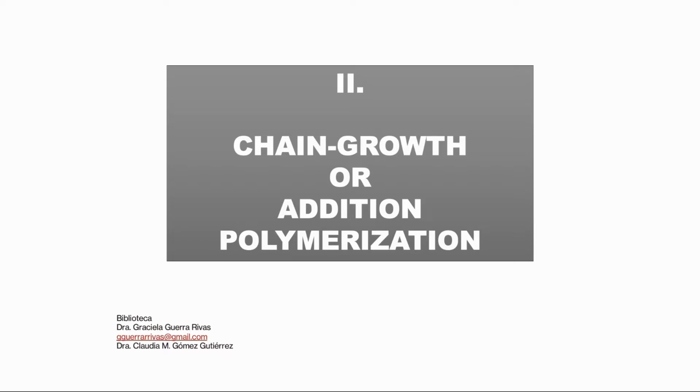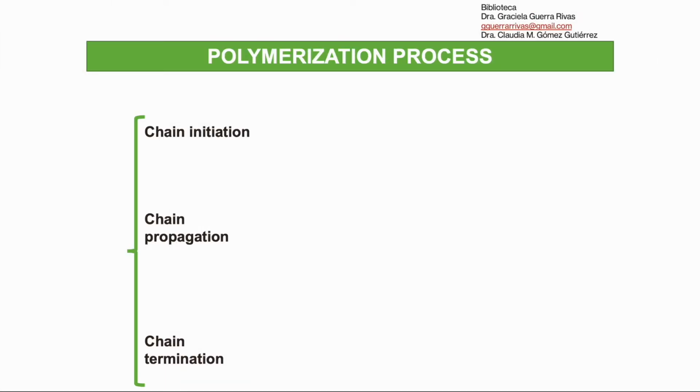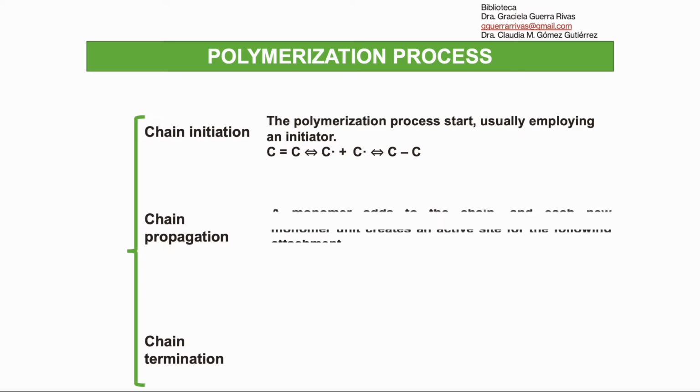In addition, polymerization, sometimes called chain growth polymerization, a chain reaction, adds new monomer units to the growing polymer molecule one at a time through double or triple bonds in the monomer. The polymerization process takes place in three distinct steps. First, the chain initiation, usually employing an initiator, which starts the polymerization process. The reactive initiation molecule can be a radical (free radical polymerization), cation (cationic polymerization), anion (anionic polymerization), or an organometallic complex (coordination polymerization).